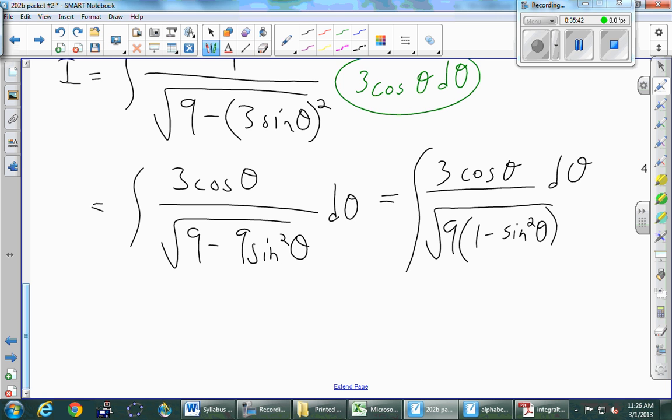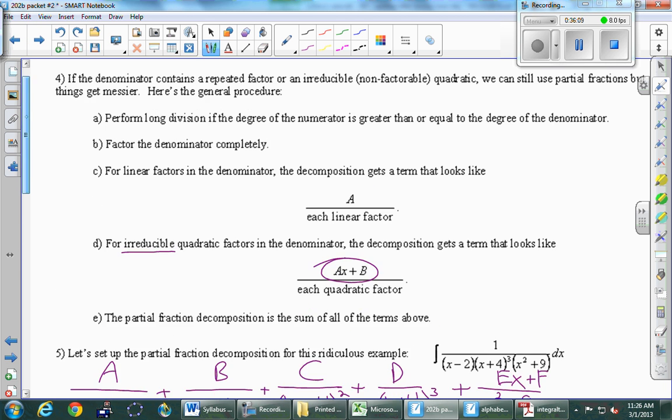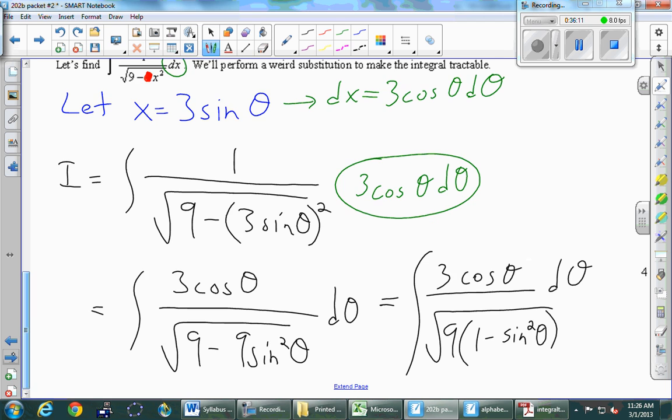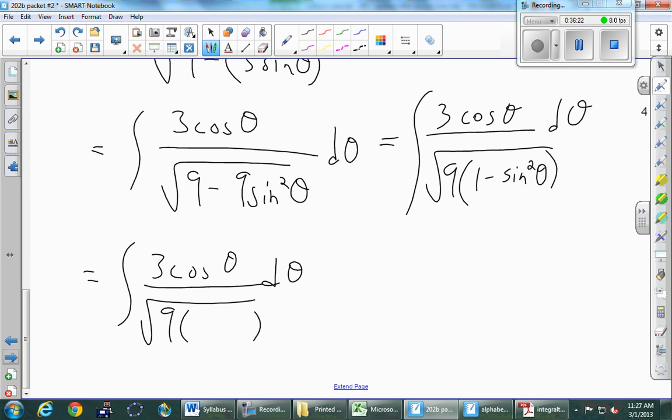Okay, and then something really nice happens. 1 minus sine squared theta is a Pythagorean identity. What is 1 minus sine squared? It's cosine squared. I'll show you on the next page. We all believe that sine squared plus cosine squared is 1. So just bring the sine squared over, and we get 1 minus sine squared is cosine squared. So that's what we're putting here. We're copying upstairs, integral 3 cosine theta d theta. Downstairs is the square root of 9 times what? Cosine squared theta.